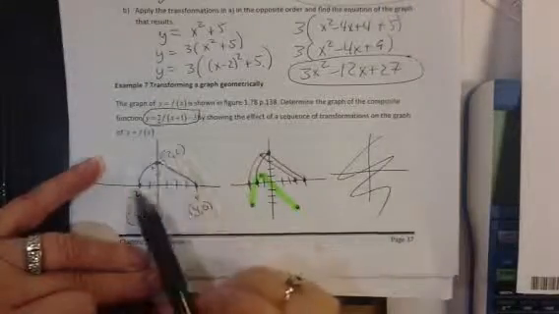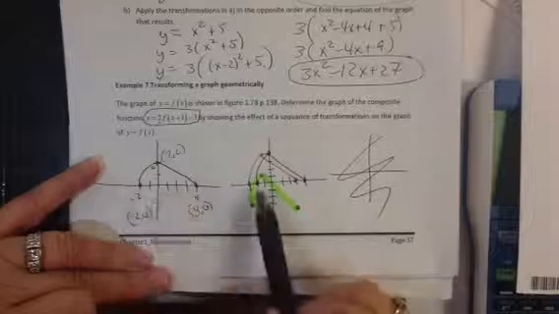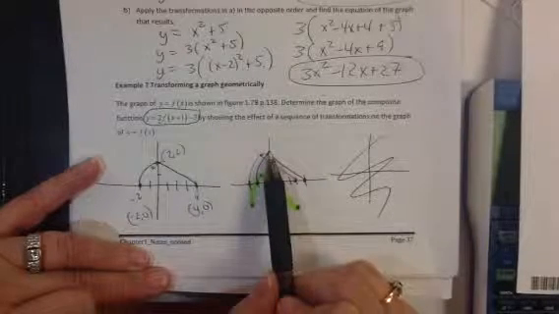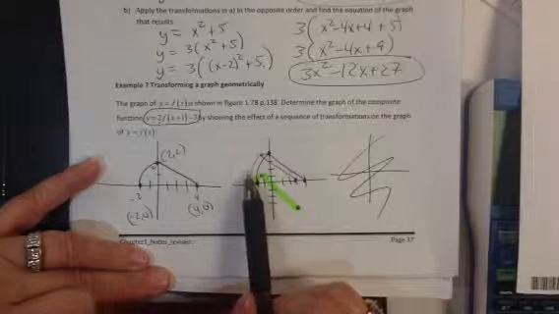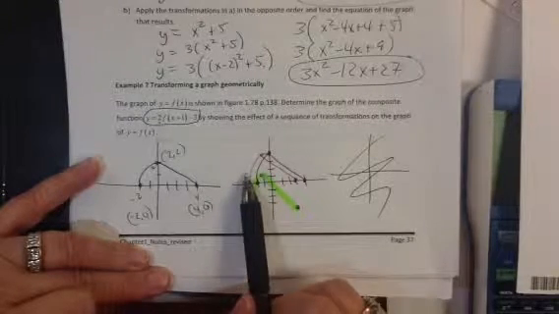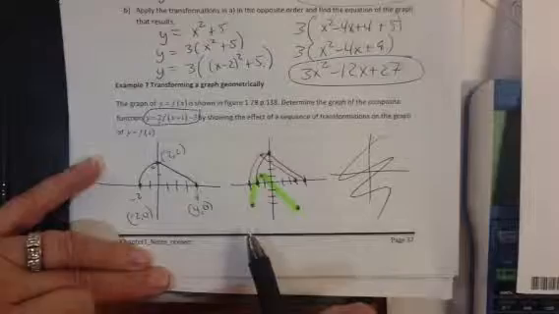So this is my original, and we multiplied the y values by 2 and stretched it. Then we moved it in the red to the right, or excuse me, the left 1, and then in the green we went down 3.